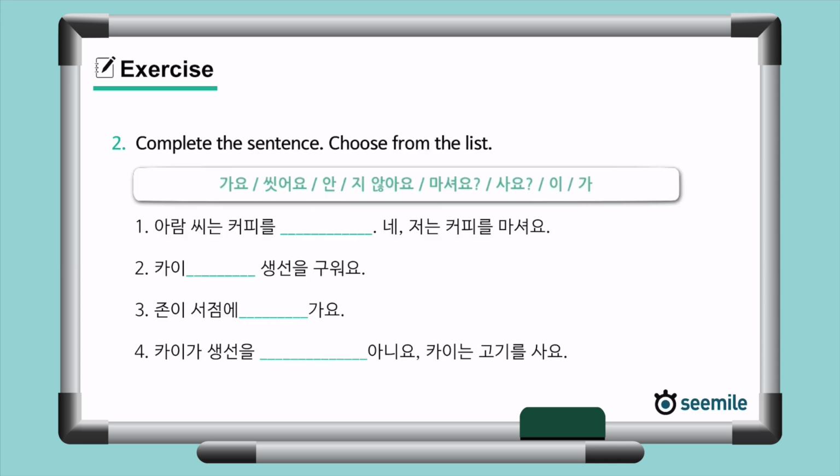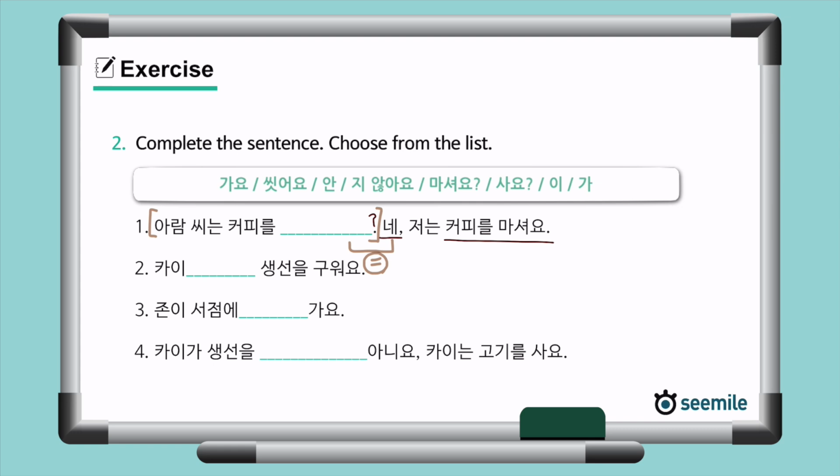Now question number 2, complete the sentence, choose from the list. Number 1, 네 is used to give a positive answer to a question, so the preceding sentence would have to be in an interrogative form. 네, it means what you asked me is correct. Aram does drink coffee, so the appropriate question would be, does Aram drink coffee?